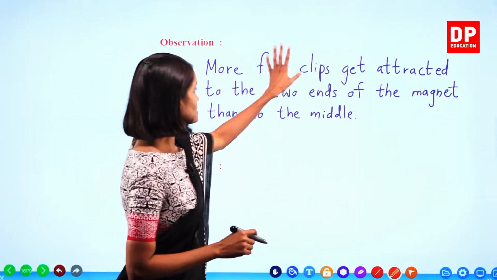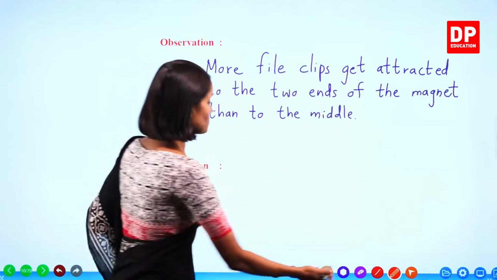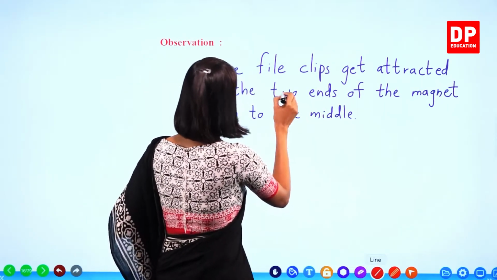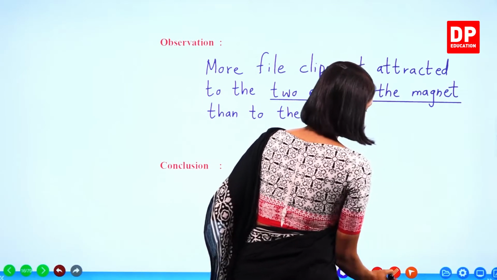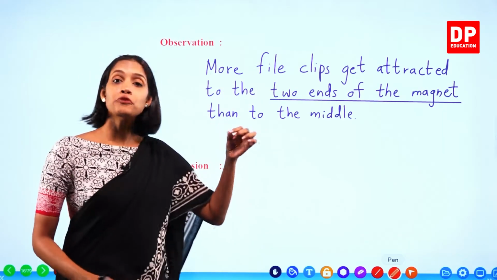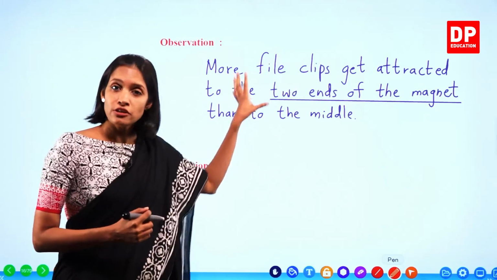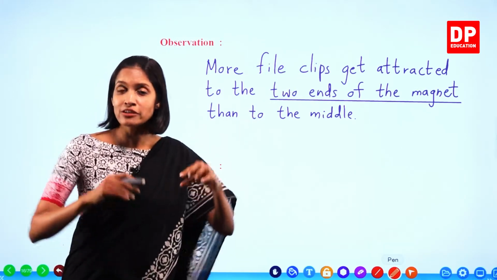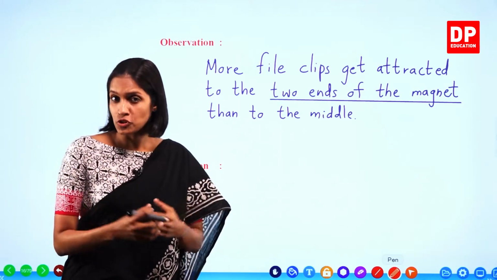More file clips get attracted to the two ends of the magnet than to the middle. We could see only a few file clips in the middle part of the magnet. When we took the bar magnet to either side, to the two ends of the magnet, more file clips got attracted.